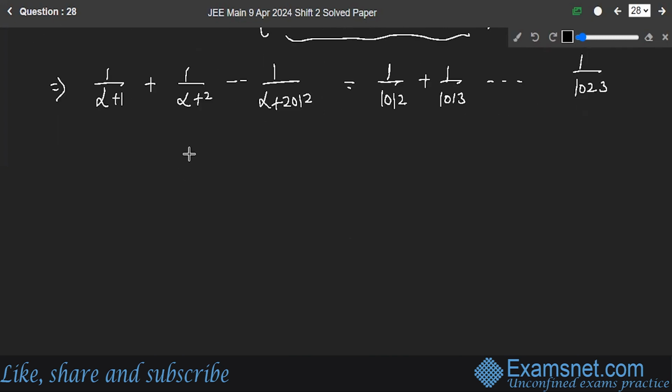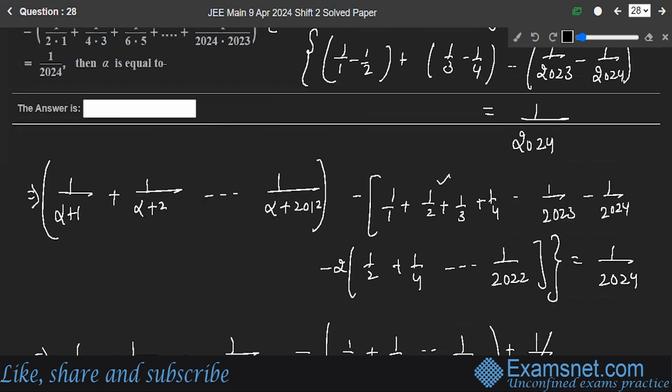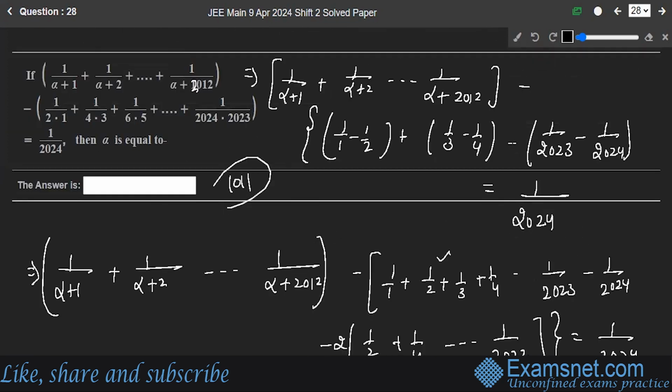So that makes, see, from here you will get, this is equal to this. That gives you alpha plus 1 is equal to this. That gives you alpha is equal to 1011. This is the answer to the question. 1011, this is the answer. Hope you got that. Let's move to the next question.